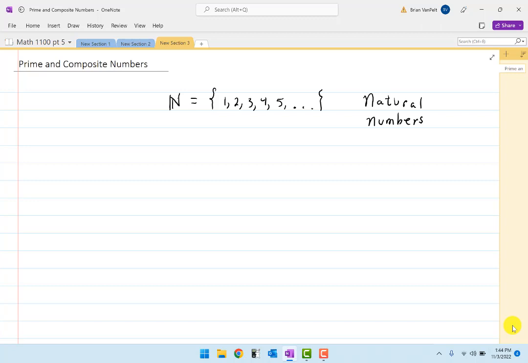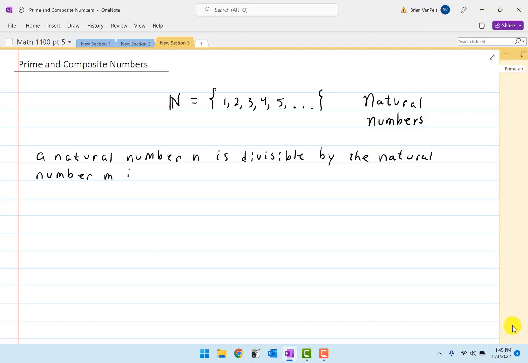Now, while we are not going to be doing any division per se, we are still going to be able to tell when one number goes evenly into another number. So n, a natural number, is divisible by the natural number m if n divided by m has no remainder.